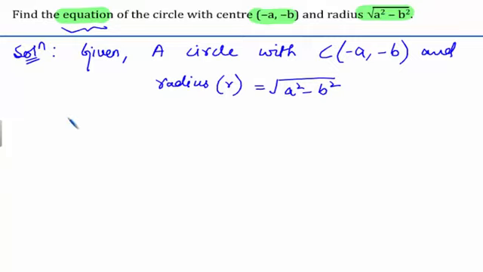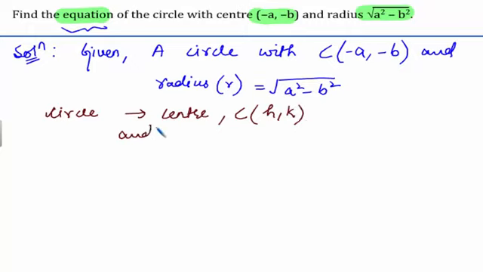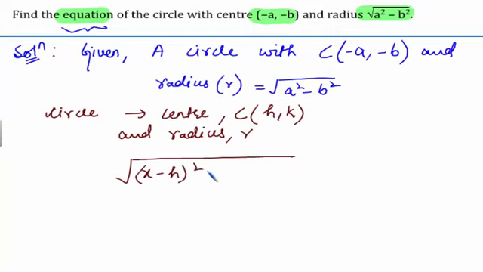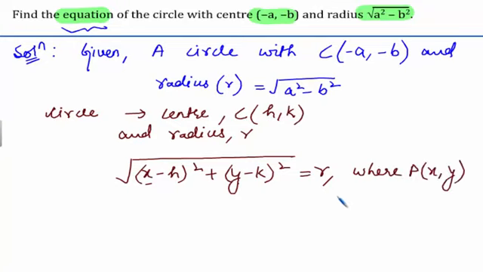Now, we know that in a circle with center having coordinates (h, k) and radius r, the equation of the circle is given by the square root of (x minus h) whole square plus (y minus k) whole square is equal to r, where x and y are the coordinates of a point P lying on the circle.